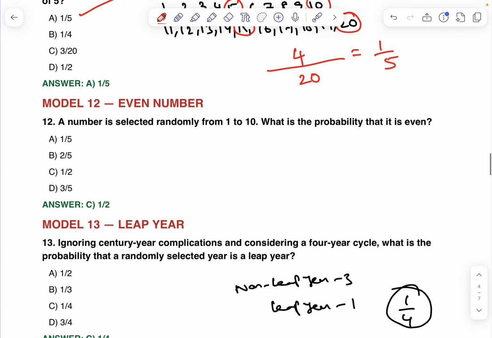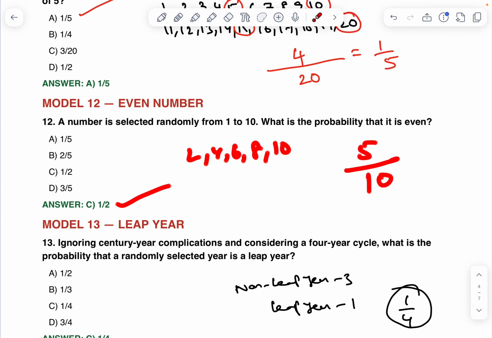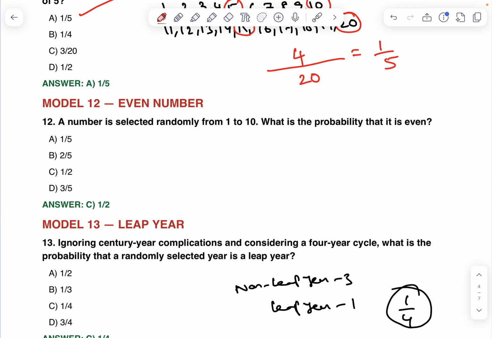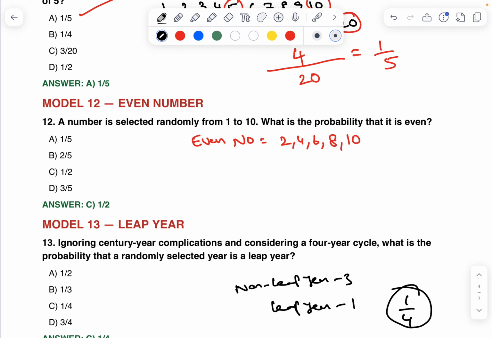Next question. A number is randomly selected from 1 to 10. What is the probability that it is even? Okay. How many even numbers are there? 2, 4, 6, 8, 10. 5 by 10, 1 by 2 is the answer. Even numbers: 2, 4, 6, 8, 10. Total outcomes 10, favorable outcomes 5. Therefore, the answer is 1 by 2.